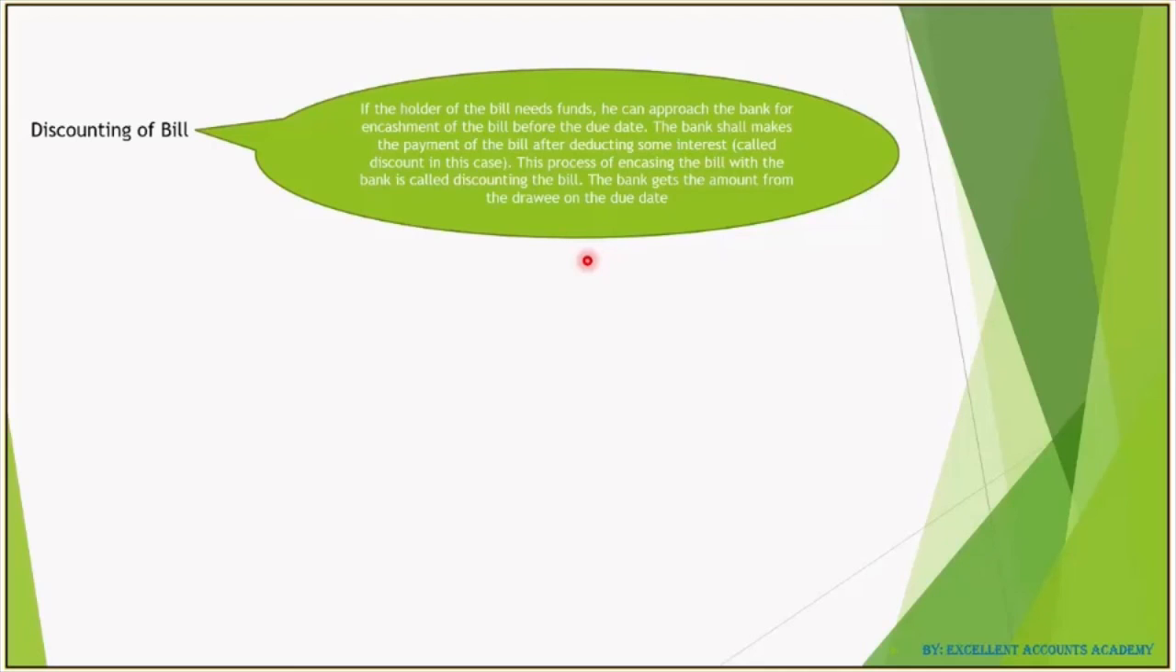The bank will be the drawee of the bill once it gets discounted by the original drawer. And then on the due date after the 3 months period, the bank will collect the amount from the drawee, and then the transaction will get completed.